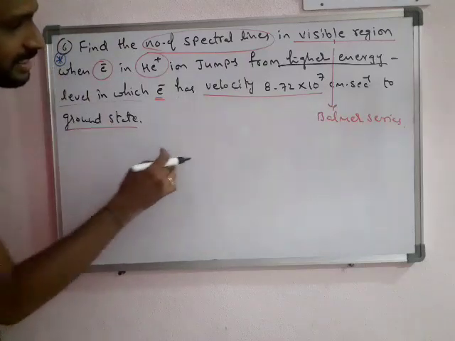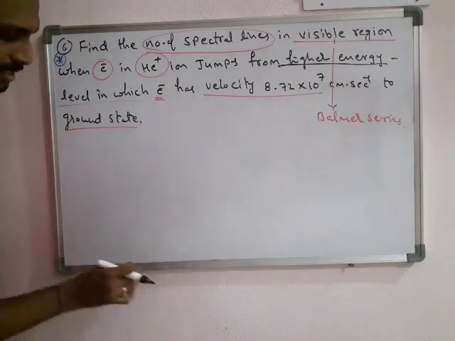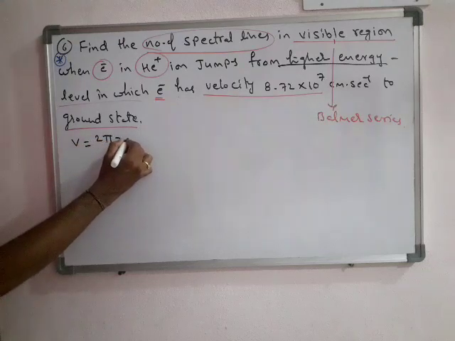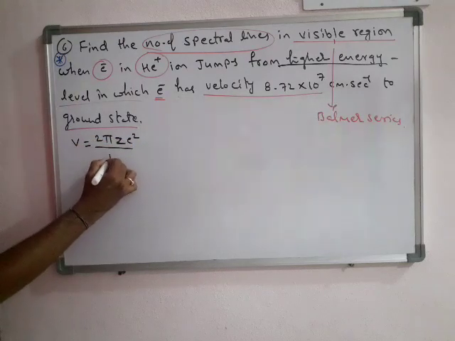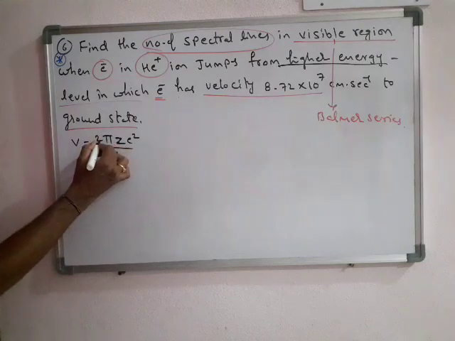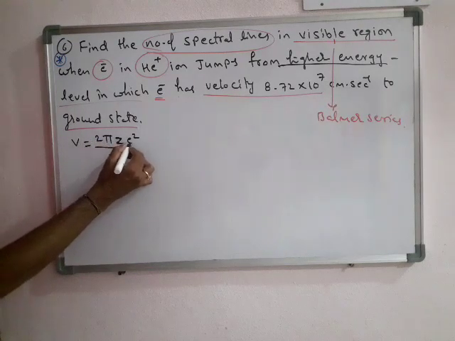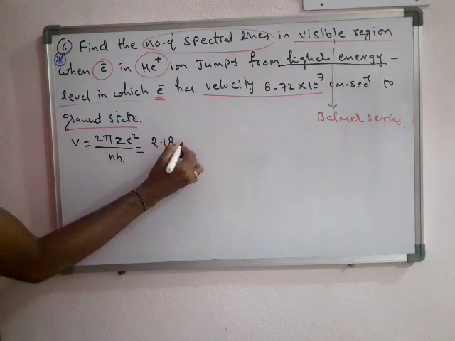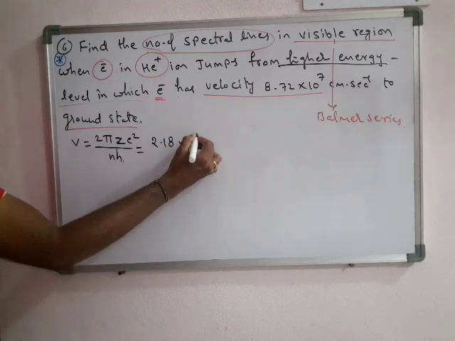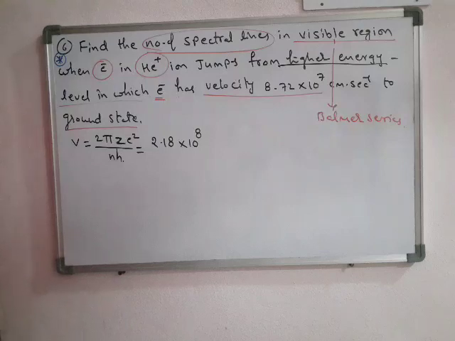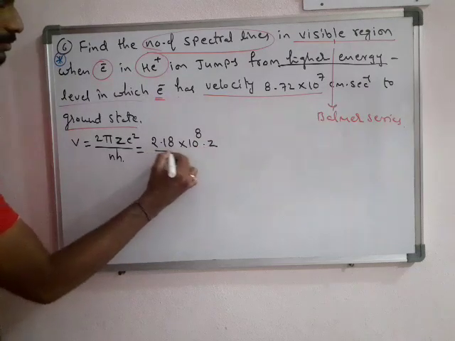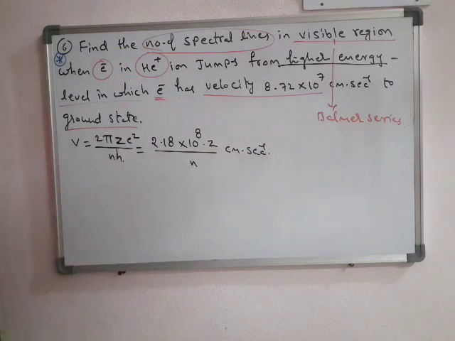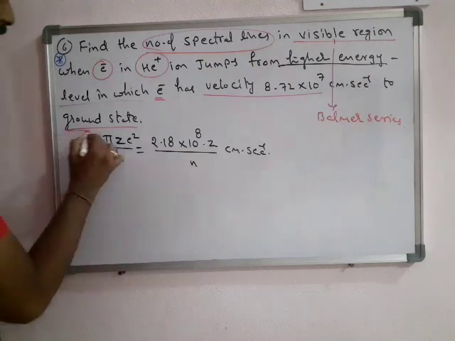There is information given about velocity. Velocity means we know the formula: velocity is equal to 2 pi Z e square by n h. By substituting the values of 2 pi e square by h, we get the equation like this: 2.18 into 10 to the power of 8 centimeter per second, into Z by n centimeter per second. So this is the expression for velocity. We must remember this expression.